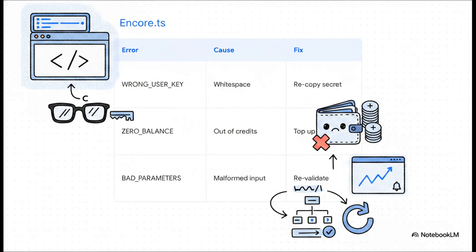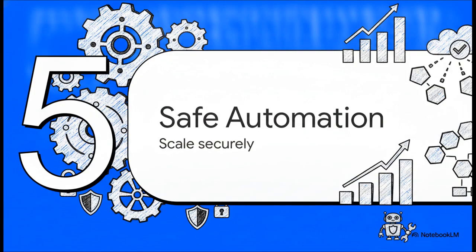Let's look at the one-line fixes for roughly 90% of the support tickets out there. Getting an error underscore wrong user key? Usually it's just stray white space, so recopy it. Error underscore zero balance? Top up those credits, and maybe add an extra this time. Error underscore page URL? You've got malformed input, so revalidate against the live HTML. Very simple, direct fixes. Finally, Section 5, Safe and Scalable Automation.